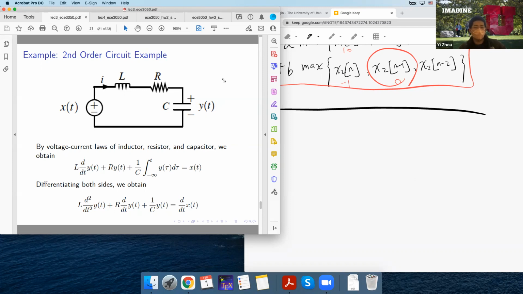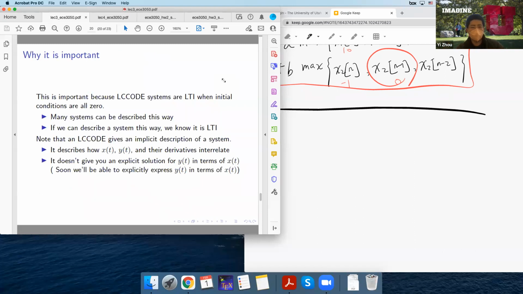Any more questions? Then, given a specific system, you should be able to tell if it is linear or time invariant.